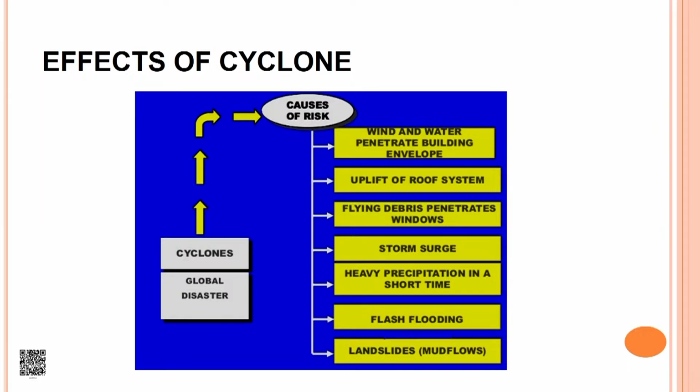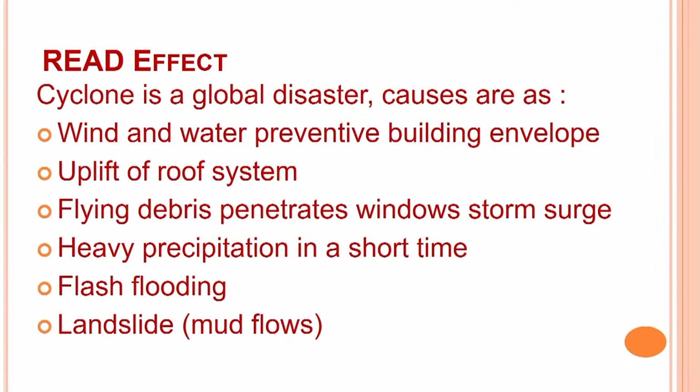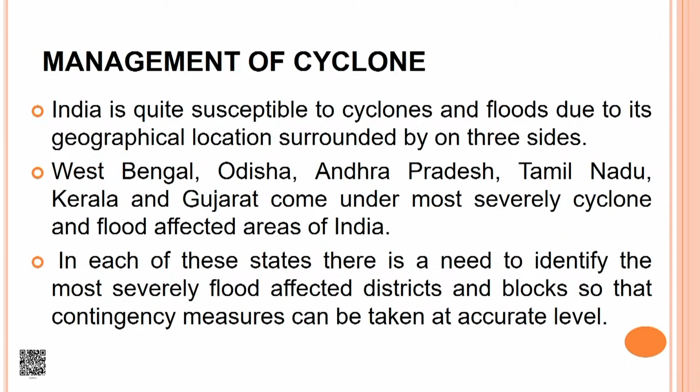So, these are the effects of the cyclone. Cyclone is a global disaster. It can cause wind and water to breach the building envelope, uplift of roof systems, flying debris penetrating windows, storm surge, heavy precipitation in a short time, flash flooding and landslides. So, how to manage a cyclone?